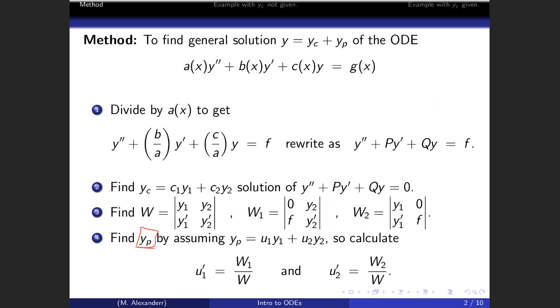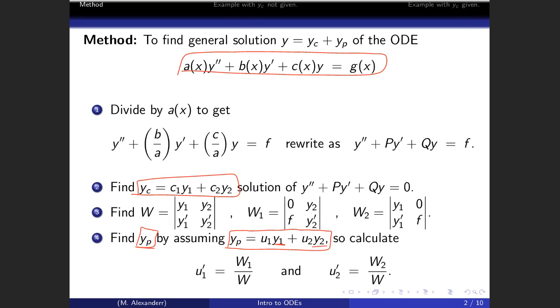So in order to calculate the particular solution to the original differential equation, we are going to assume that the particular solution is of this format. Notice that this is the same y1 and y2 that you get from your complementary solution. But now what we're saying is that we're going to assume that the constants c1 and c2 are no longer constants, but they are functions u1 and u2. And now we're going to say how to calculate those u1 and u2. Well, we have formulas here in the very bottom. And the formulas are not actually of the u1 and the u2, but they are of the derivatives.